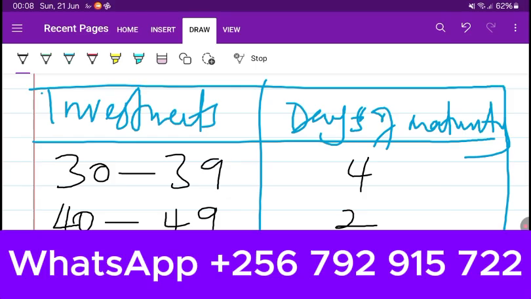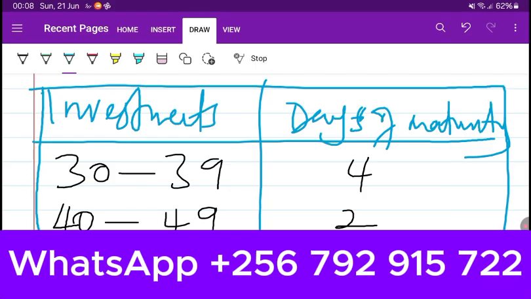Maybe you can conclude with 50 to 59. Maybe this is 7. And that's our class that we have. That's our grouped frequency distribution.